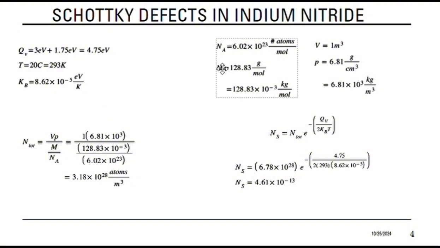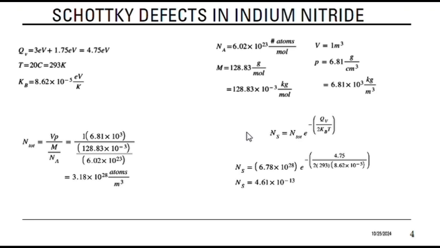And of course here we have our Avogadro constant and our molar mass of indium. And here the total number of atoms per cubic meter, which is rho over M divided by Na. That will come out to this. And here is the number of Schottky defects.